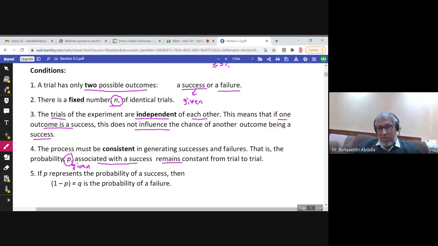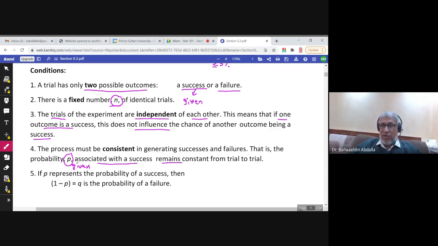40%. This is the probability of success. And maybe success would be not Saudis in this case. Or maybe he will change it when he asks the question. He did not ask anything. He just gives information that 40% of students at PSU are not Saudis.